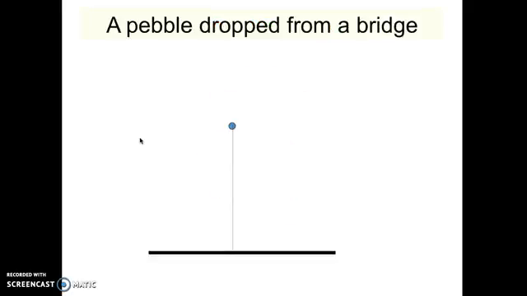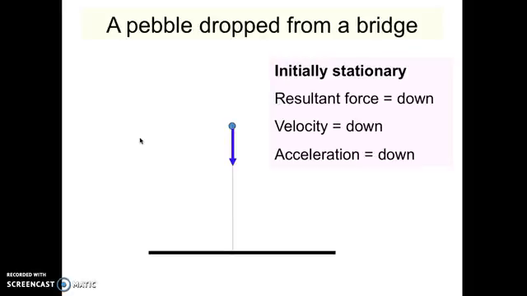Take another example, a pebble being dropped from a bridge. Now it's initially stationary, I'm just dropping it, I'm not throwing it. The only resultant force acting on it is a downwards resultant force. Therefore its velocity will be downwards and its acceleration will be downwards. Because it was initially stationary, it experienced a resultant force downwards, so it will start to move downwards.